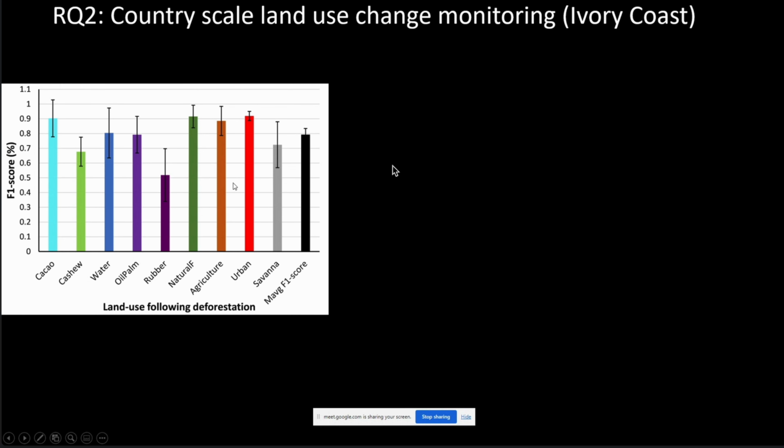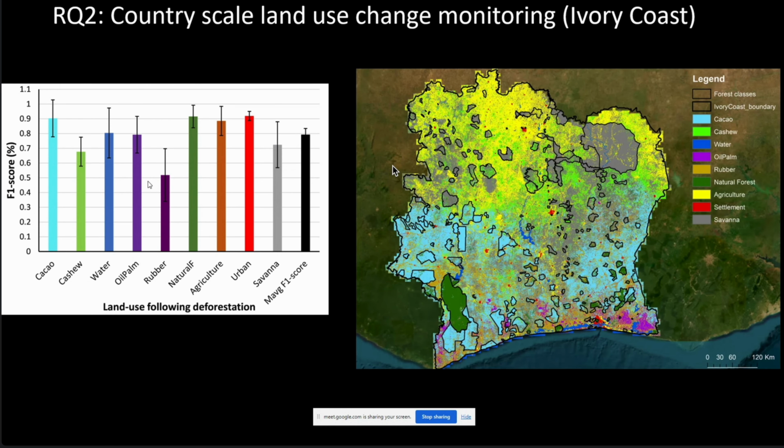Compared to Ethiopia, you have a lot of commodity crops in Cote d'Ivoire. And we also produced a map, a wall-to-wall map. As you can see from this map, in the cyan color, you have a lot. This is cacao. Cacao is mostly in the south, and cashew is mostly in the northern part of Ivory Coast.